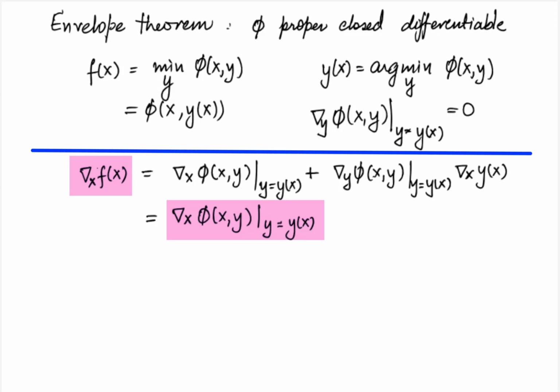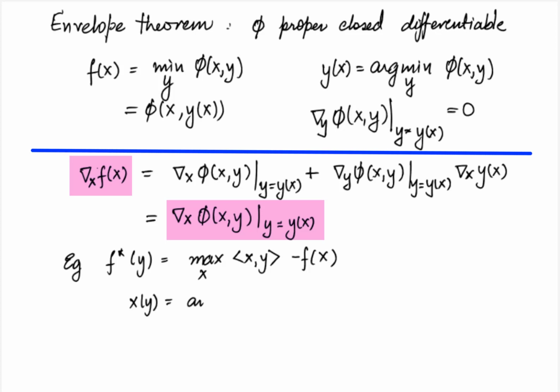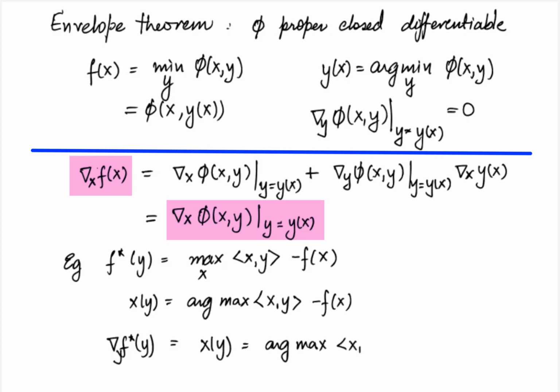To see the envelope theorem in action, let us assume that f and its conjugate f star are differentiable. This holds under certain conditions that we will see later. Then let us calculate the gradient of f star with respect to y. For this purpose, same as earlier, denote x of y as the value of x that maximizes the objective, so that x of y is equal to argmax over x of inner product x comma y minus f of x. We can see that the gradient of the objective function with respect to y is x. So the gradient of f star with respect to y is x of y, which is the argmax of x comma y minus f of x.